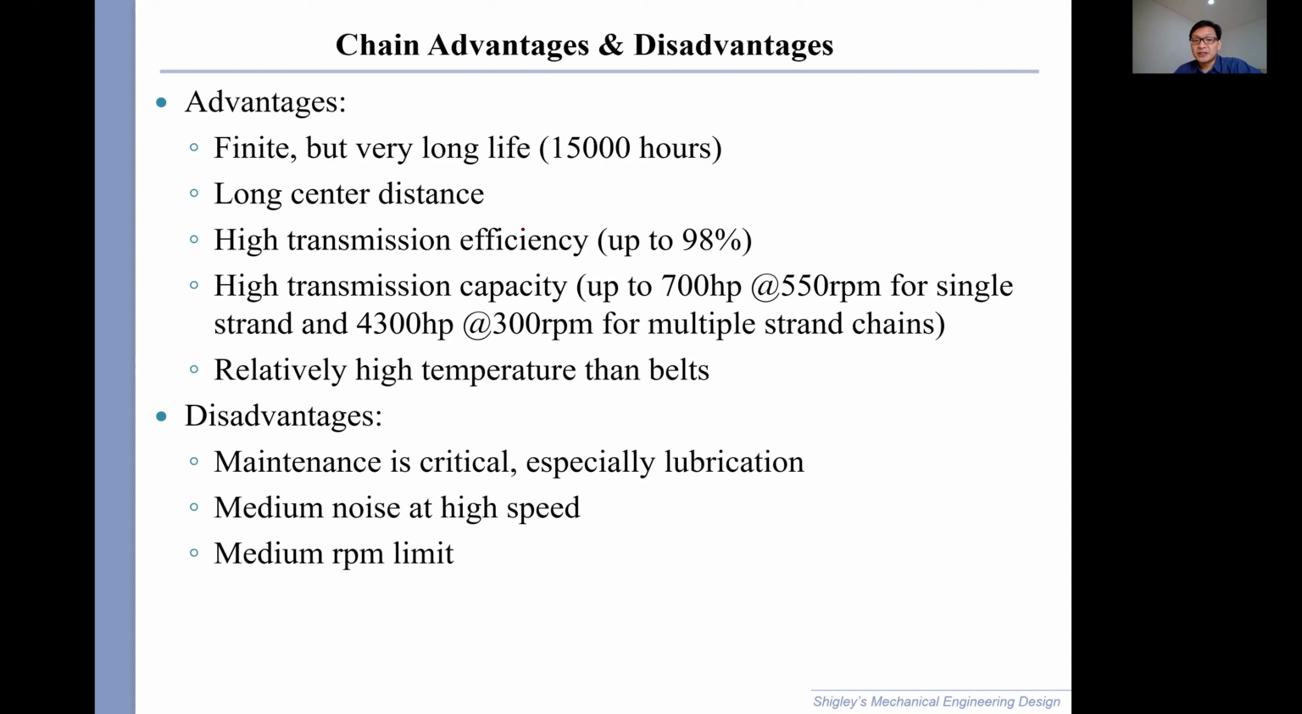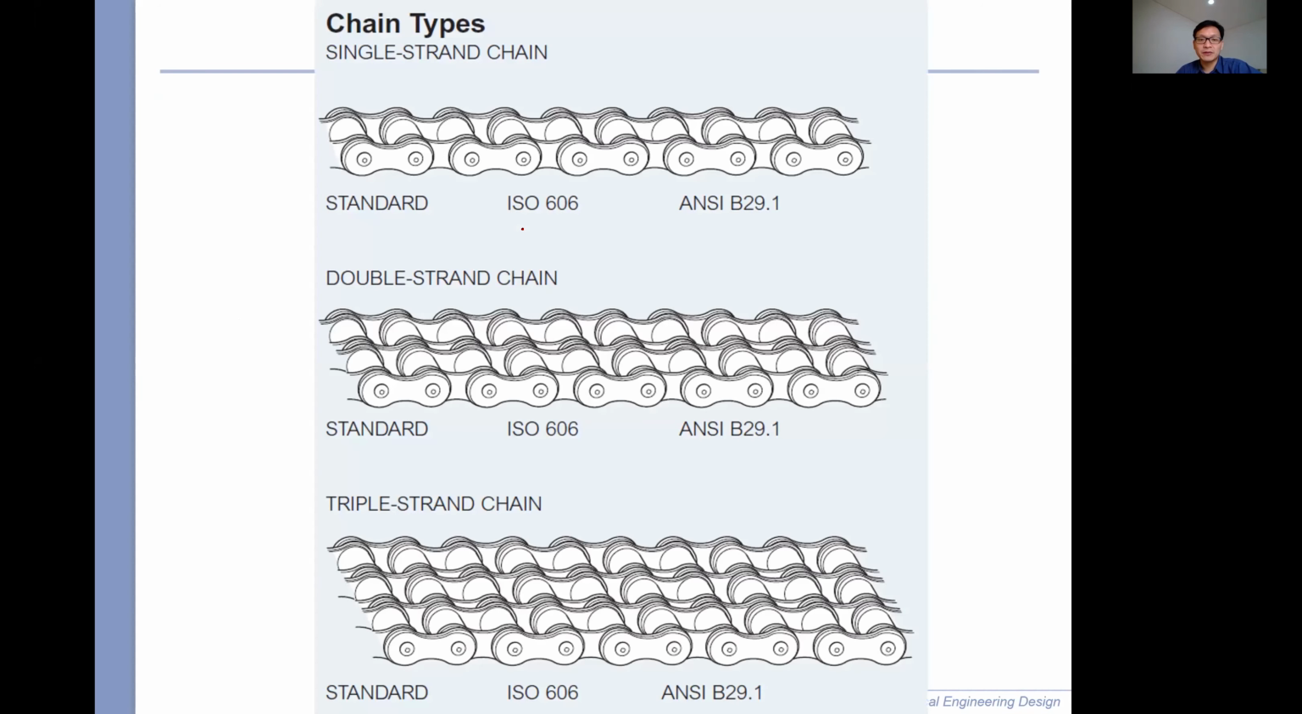Maintenance on lubrication is critical. Some noise, rattling noise, and there is some variation on the speed ratio, as we'll talk about. Okay, you got single strand, you got double strand, you got triple strand, if you need more capacity. We'll do calculations on this next week.